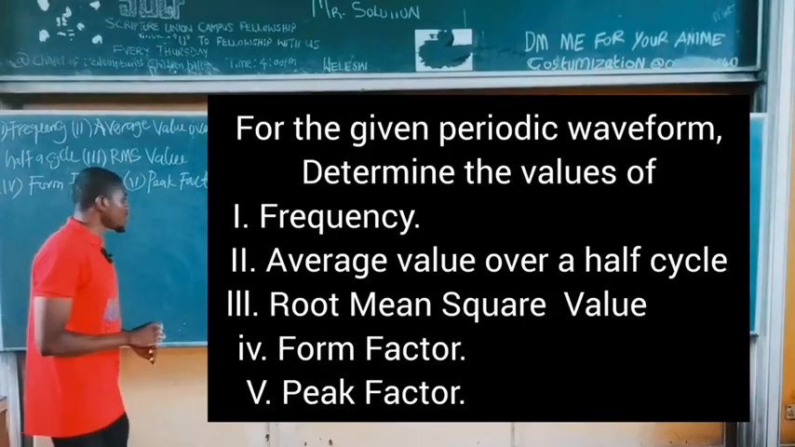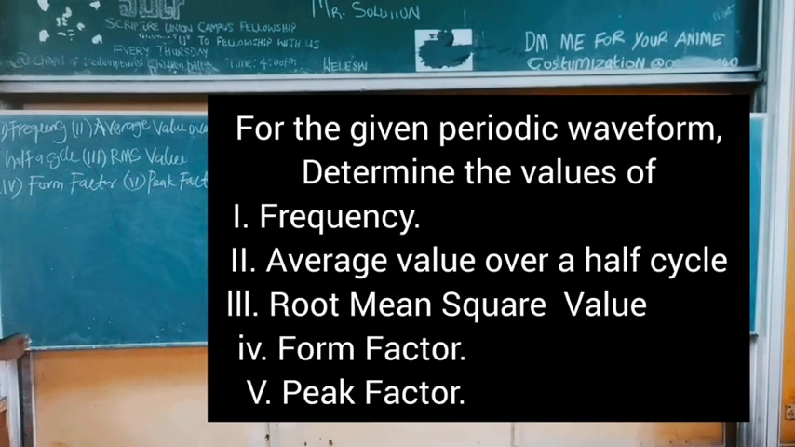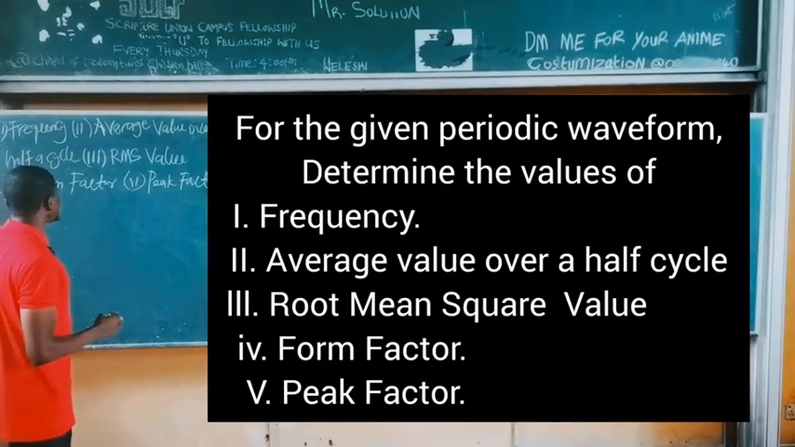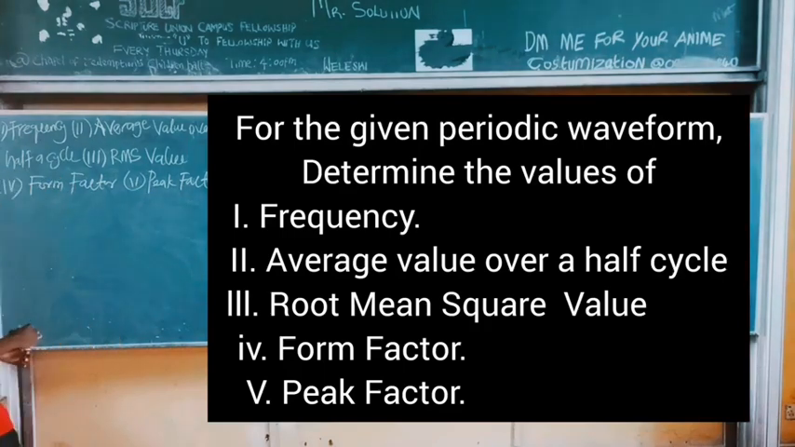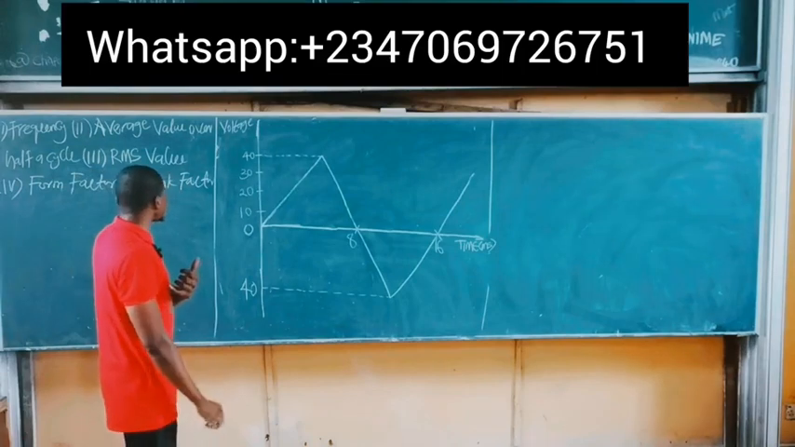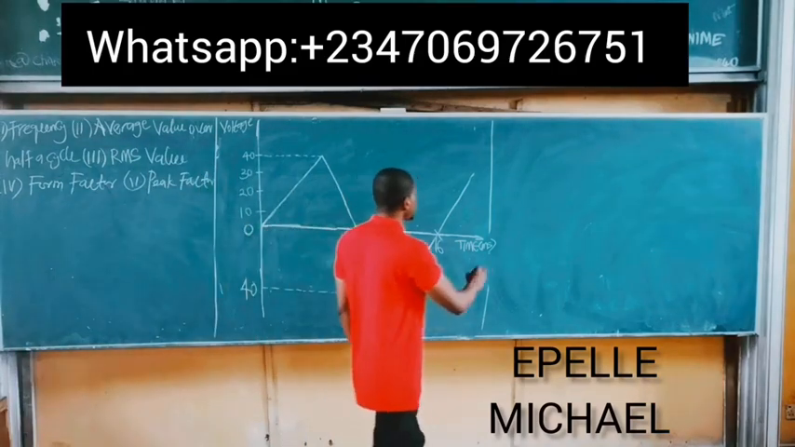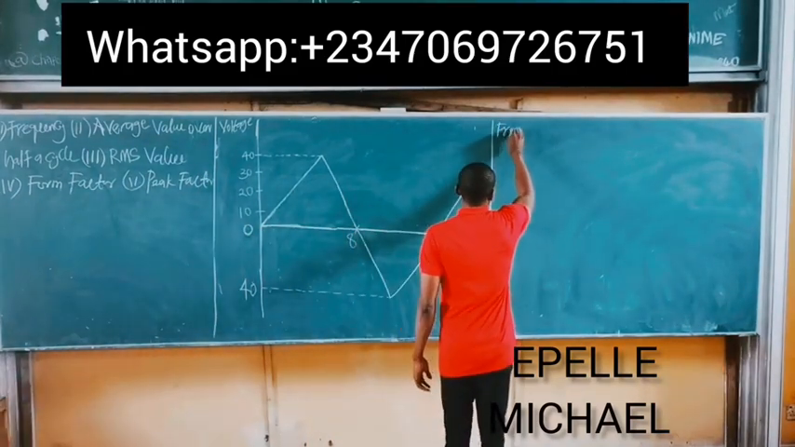For the given periodic waveform, determine the values of frequency, average value over half a cycle, root mean square value, the form factor, and the peak factor. Okay, so we start with frequency. The very first one says we should find the value of the frequency f.